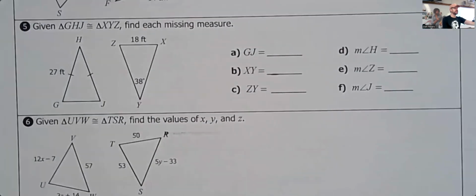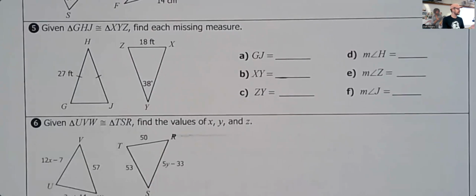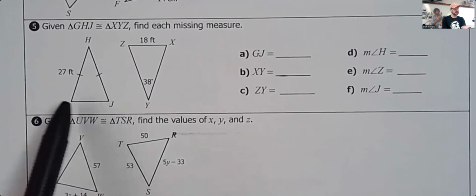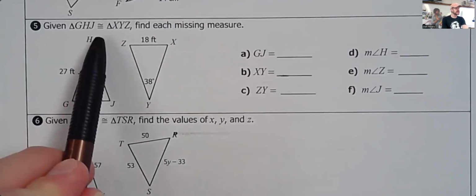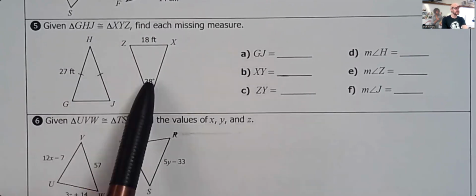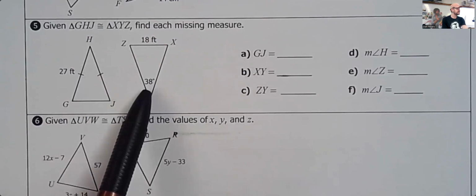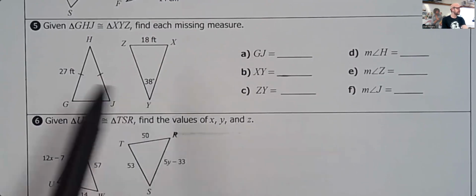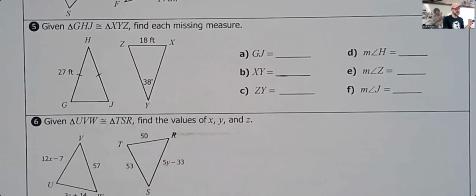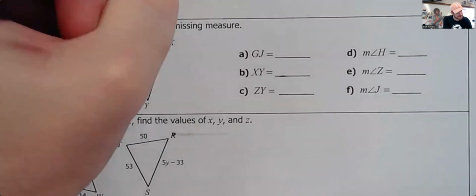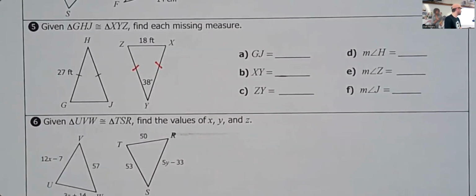All right, what type of triangles do we have here on number 5? They are congruent to each other, but specifically they're each what? They're isosceles, yeah. Because if GHJ is isosceles, so is XYZ, even though it doesn't have the markings, because they're both congruent triangles. So that means we can put congruent markings on the parts of the other triangle that correspond to the parts of the first one.